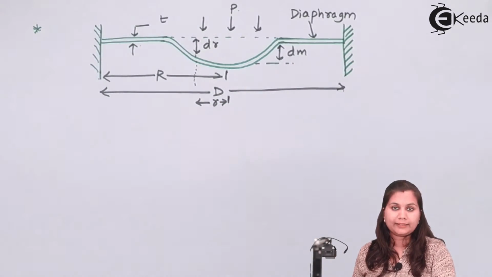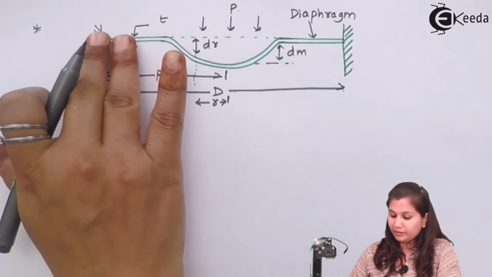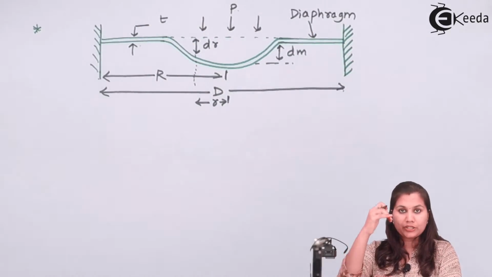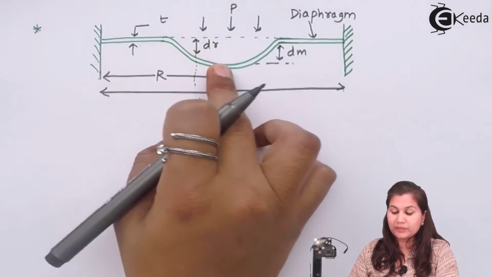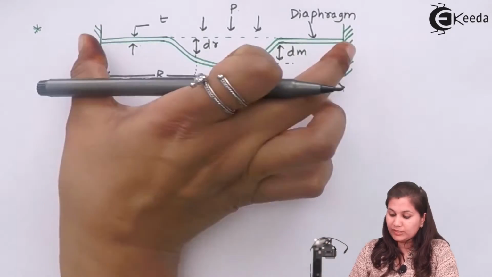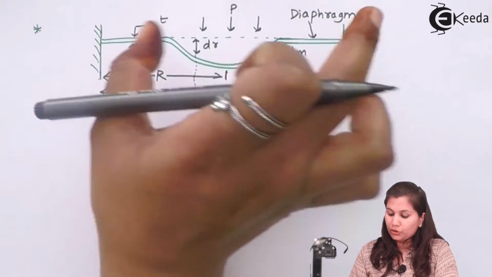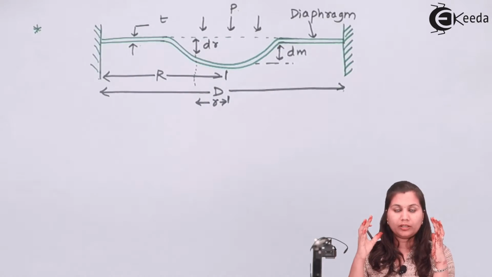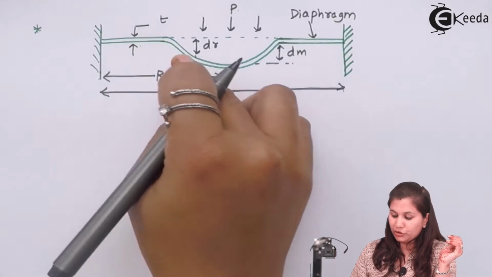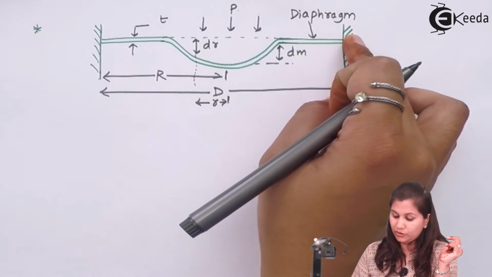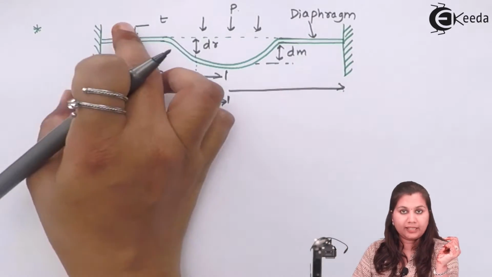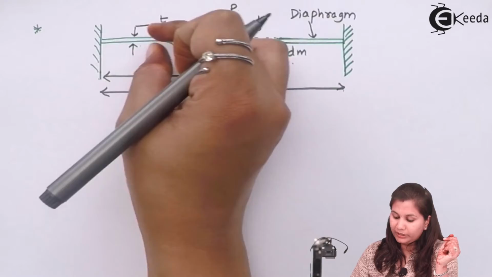So this is a flat type of diaphragm. You can see that earlier the diaphragm was in the flat condition. When pressure is applied to it, its shape is being changed. The edges are being fixed, so only when the pressure is applied, the middle part is going to expand. So here the shape of the diaphragm has been changed. R is the radius, D is the diameter, T is the thickness of the wall of the diaphragm.